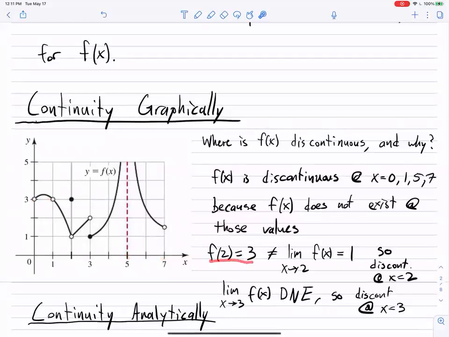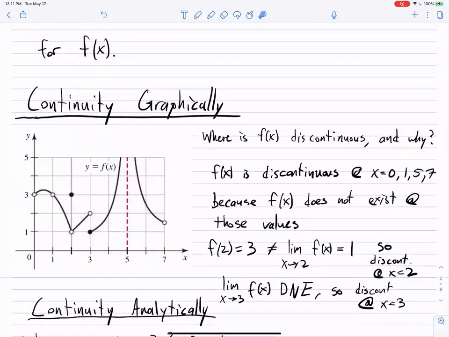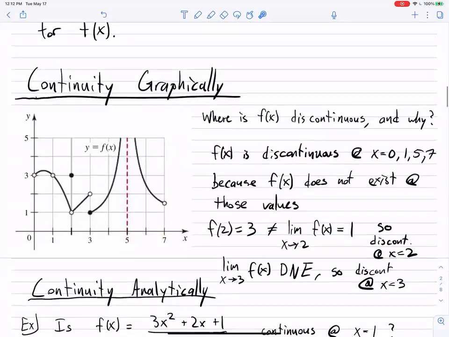For x equals 2, the function value is not equal to the limit value. The limit is going to 1, but the function value is 3. Those are not the same, so it's discontinuous. And finally, the limit at 3 does not exist because the one-sided limits are different, so it's discontinuous at x equals 3. So there are 6 points of discontinuity. That's how we can do it graphically.